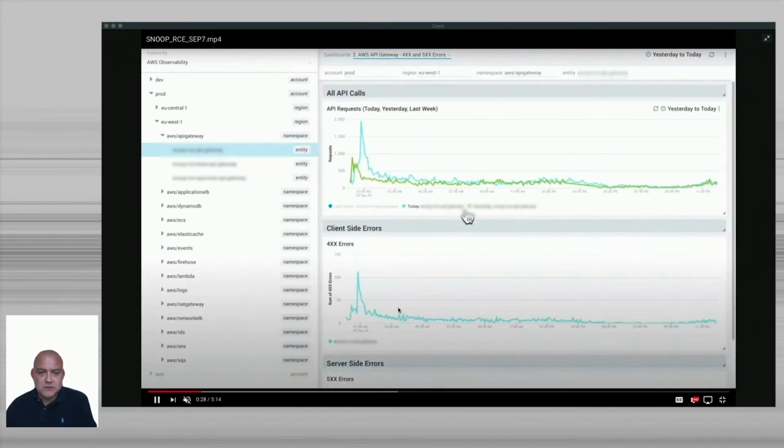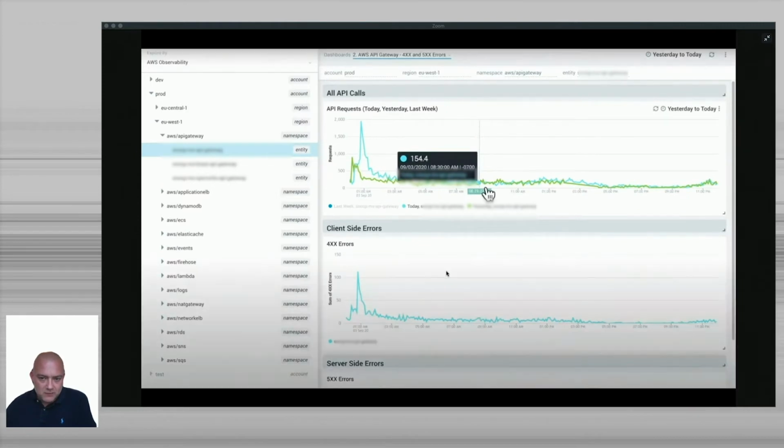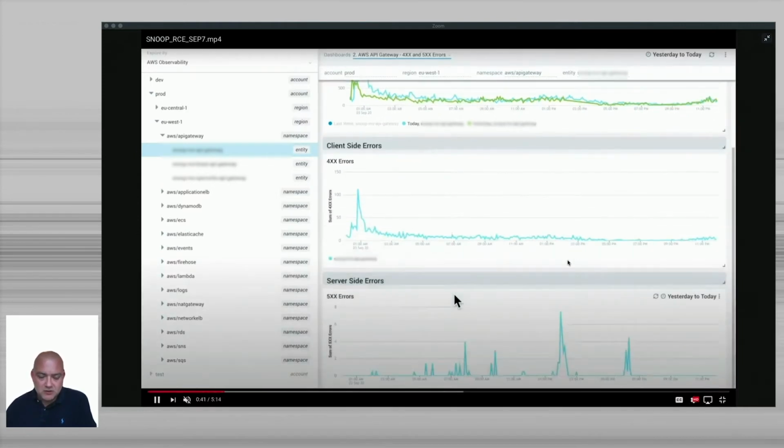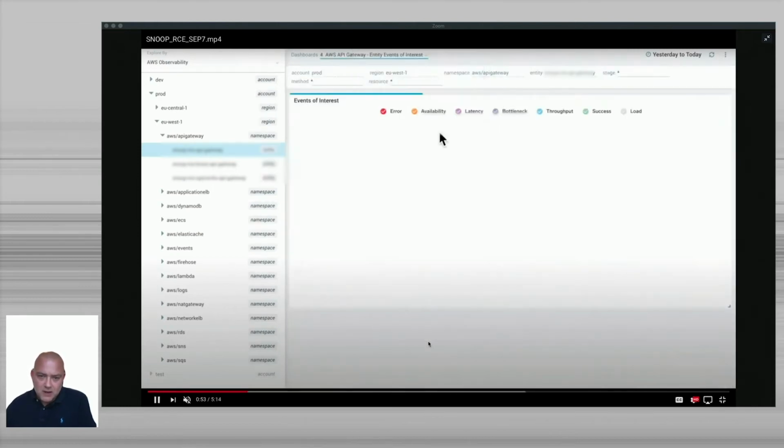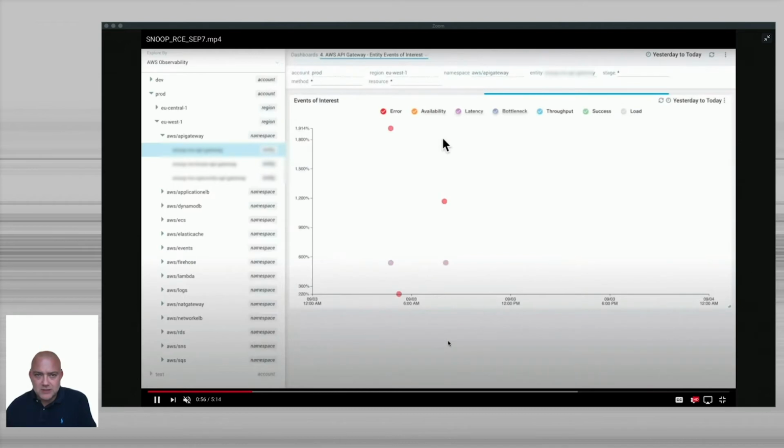So if we scroll to the top, we'll see the API requests, and we can compare today against yesterday as well as last week. On any of these dashboards, if you click the three dots on the top right of the panel, you can then do a search in the corresponding metrics or logs. And then we can see in the server-side errors that it's been pretty flat, but then there's been some 50x errors during a certain period of time. And we can then investigate those a bit closer by looking at the entities events of interest. Okay, and that gives us that view of what else is happening and anything else that we need to look at.